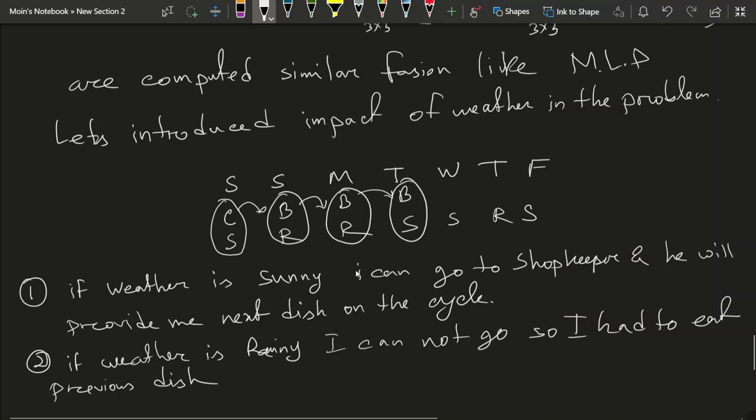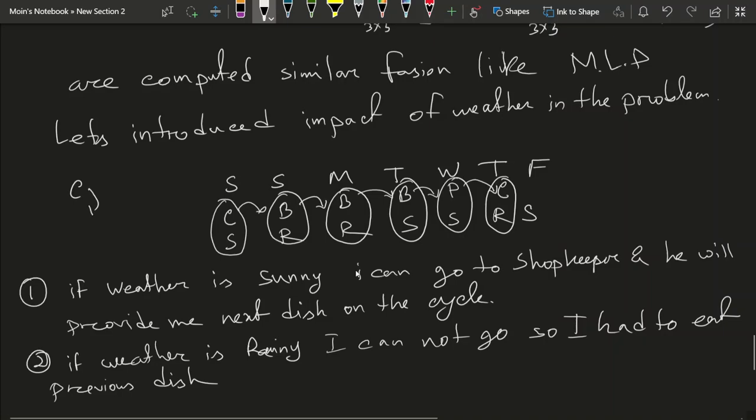So on the Tuesday, I can go to the shopkeeper because it's sunny weather, and that's why I could have my next meal. He asked me what I had on the previous day, and I answered that I had a burger, and that's why he suggested giving me a pizza on the next day. What will happen on the next day? There is sunny weather and there is a pizza, so the next meal in the cycle is chicken.